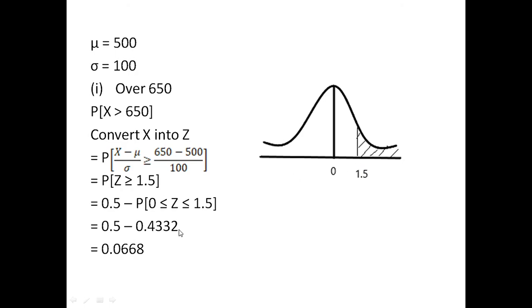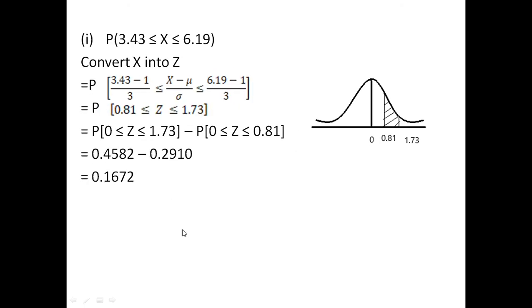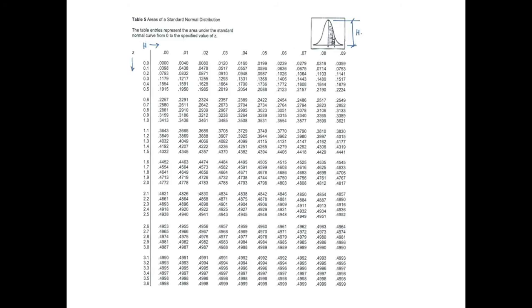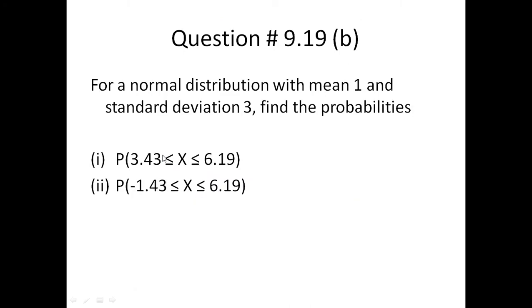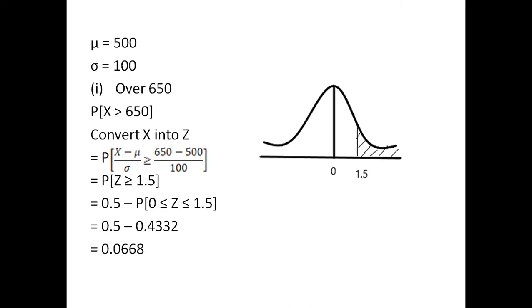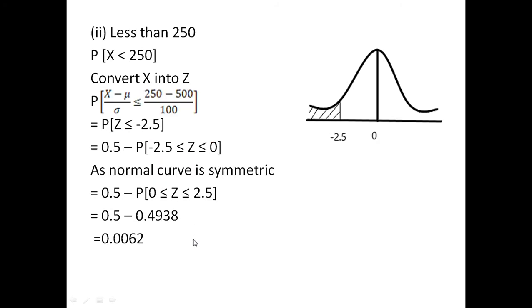So again I have looked up 1.5 in the table. 1.5 under 0.00, so this is 0.4772. Sorry, this is 0.4332. So here I have written 0.4332.